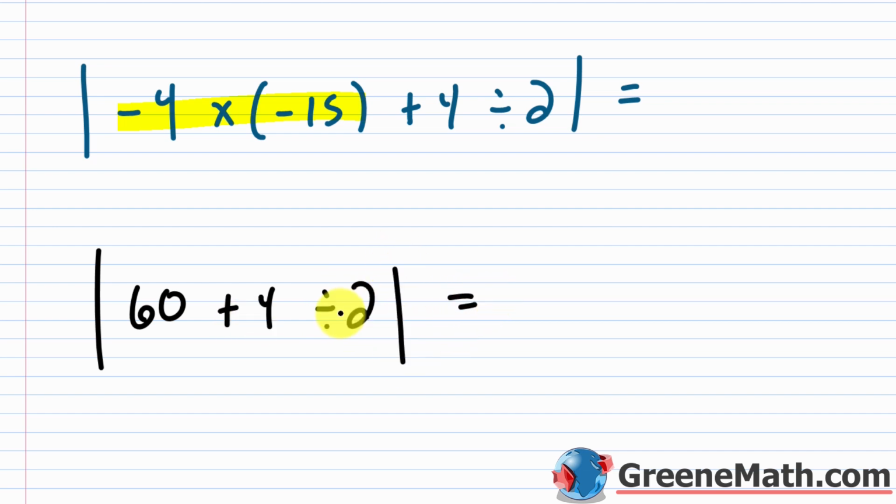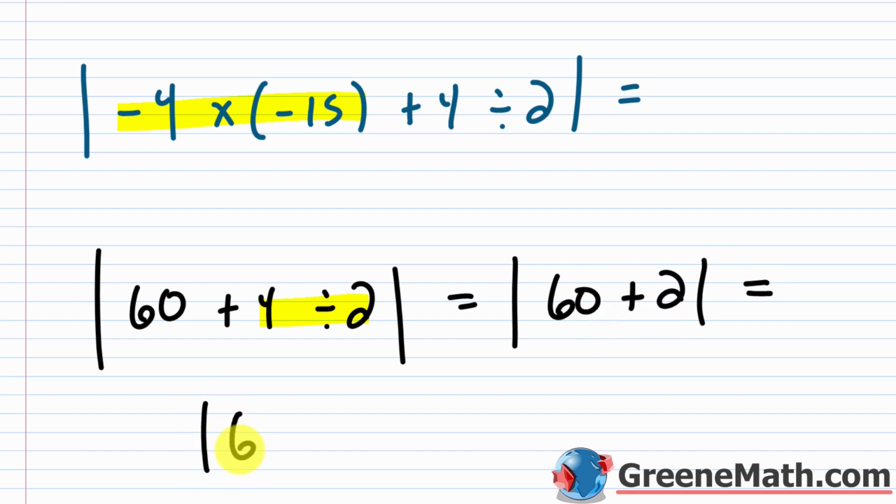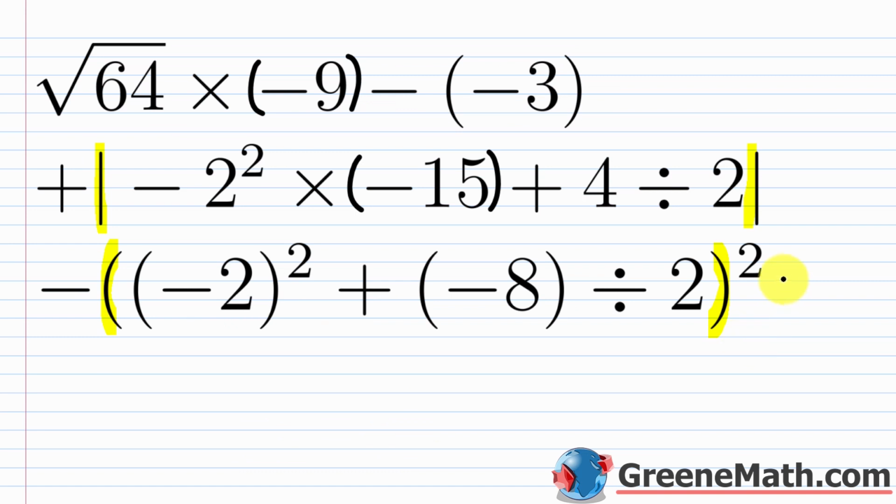Now I have addition and division. You want to divide first. 4 divided by 2 is 2. So this is the absolute value of 60 plus 2. And 60 plus 2 is 62. So this would be the absolute value of 62. We can go ahead and do that operation now. The absolute value of a positive number is just the number. So the absolute value of 62 is 62. And I'm just going to come back up here and put equals.